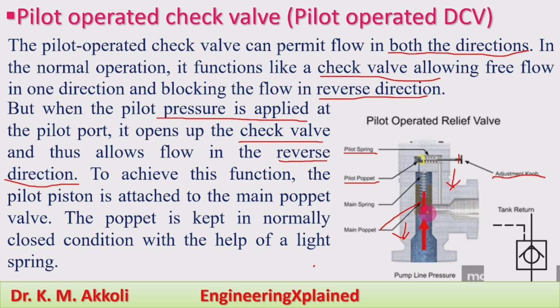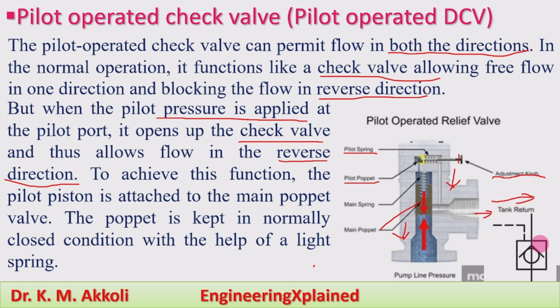If the pressure here increases, then it will act on this pilot poppet, and the pilot poppet will open the hole and allow the flow in the opposite direction. That goes to the tank, it returns to the tank, because here we can see this is the return flow to the tank. And this is the operation, how it allows the flow in the reverse direction also.